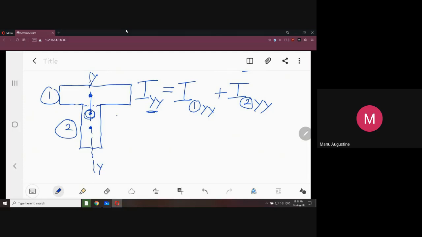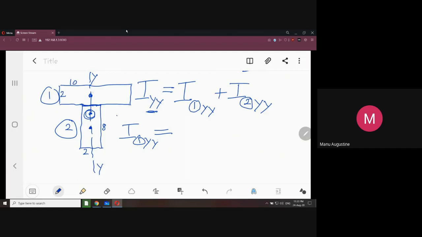So you can simply apply the formulas that are available to you. And please let us remember, this side is 2, this side is 10. This side is 2, this side is 8 for the second area only. Now applying this, I can directly calculate I1yy. I don't have to apply any parallel axis theorem because the axis is passing through the centroid itself for all the areas. So I1yy is the moment of inertia of the first area about the y axis.